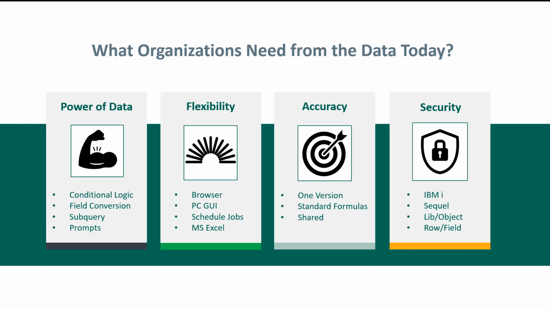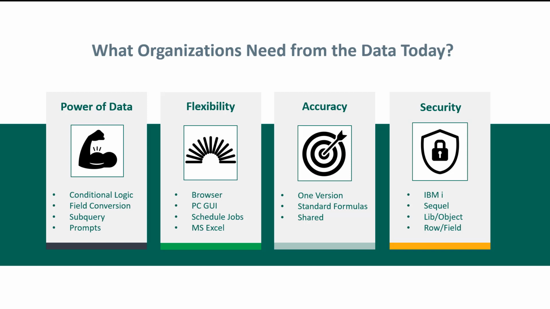Basically, you can divide organizational needs into sort of four columns. The first one being the power of data, being able to create powerful views and prompts, and conditional logic without having to write programs or make multiple passes over data.